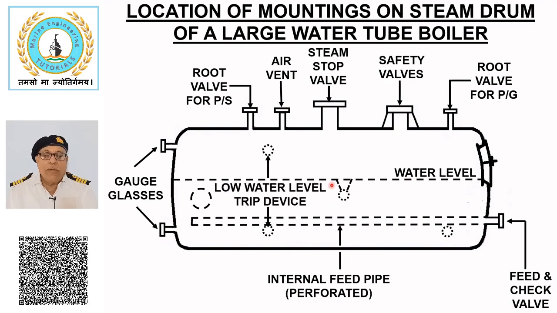Low water level trip device. Purpose of low water level trip device is to stop the boiler when water level is dangerously low or very high, which is achieved by cutting off the fuel supply to the burner. Operation of low water level trip will be discussed in details later.